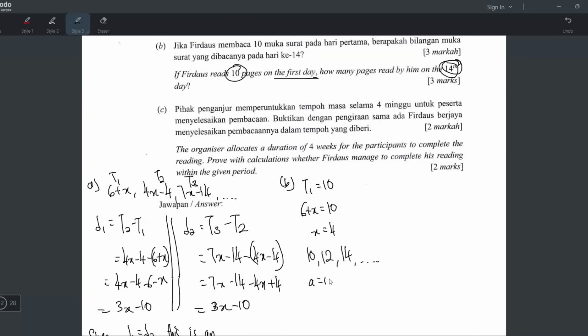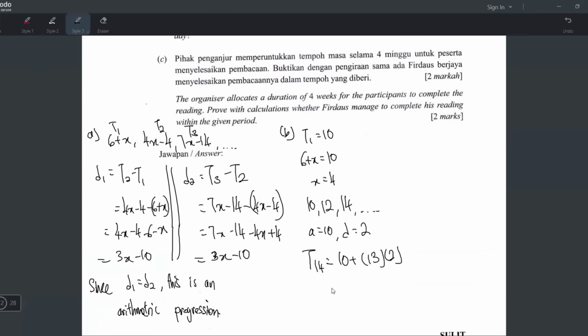So your A is 10, your D is 2, right? And then cari T14 lah. T14, bukan S14. S14 will be the total number of pages read for the first 14 days. Ini dia nak hari ke-14 baca punya page saja. So just T14. The formula will be 10 plus n minus 1 d, which is 13 times d. Okay, the answer will be 36. So that is the answer. Let's just write the unit, pages lah.